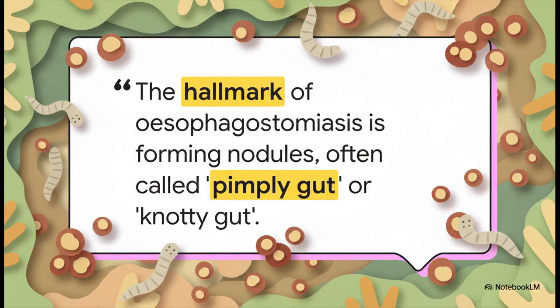And this right here, this is the most important part. The hallmark of this disease is the formation of these nodules. It's an incredible evolutionary strategy when you think about it. The parasite actually tricks the host's body into building a protected little nursery for its developing young. In veterinary medicine, they have a pretty graphic name for it: pimply gut. It's a vivid image of exactly the kind of damage it's doing.